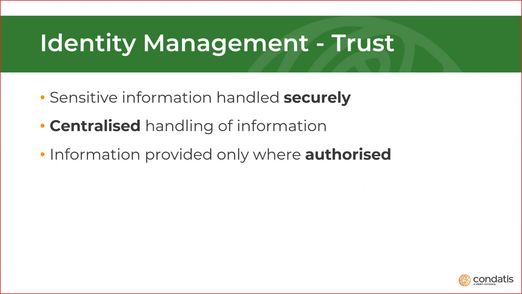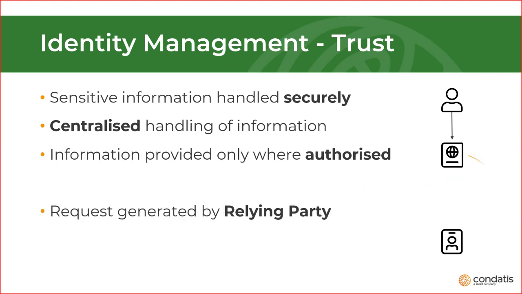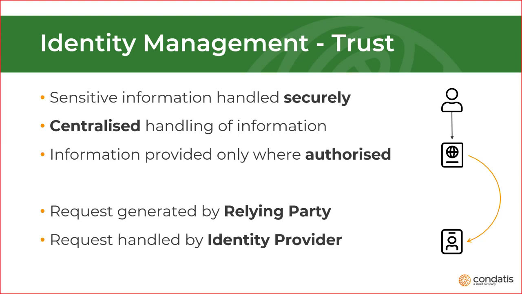So a user might visit a site. That site might be controlled using an identity management system. The site itself acts as a relying party, generating an authentication request to the identity management system, which acts as an identity provider. The identity provider handles the request. It provides an authentication journey for the user. It ensures that the relying party is allowed to access that user's information. It then returns a response, which confirms the user is allowed to access the relying party, and it provides any other information that's appropriate to the authentication request.